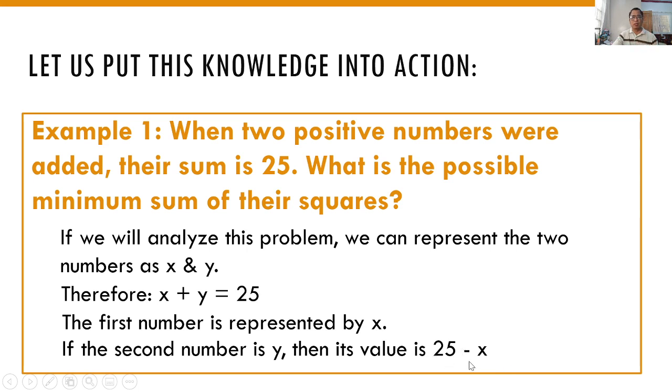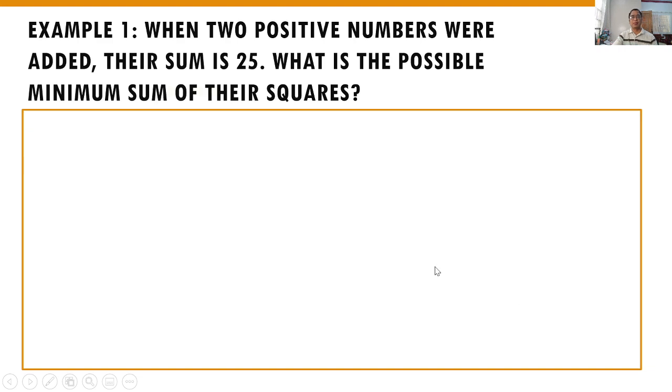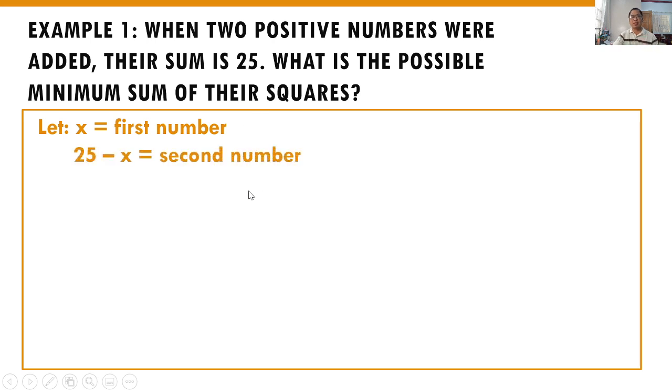Bakit natin ginawa na 25 minus x? Para isang variable lang po yung gagamitin natin. Hindi tayo masyadong mahihirapan pag hahanap po ng kasagutan. Now, knowing this, using this knowledge, the two numbers are x and 25 minus x. This is the values na gagamitin po natin. Eto, let x is equal to the first number. Base dito sa ating problem, ha? 25 minus x is equal to the second number.